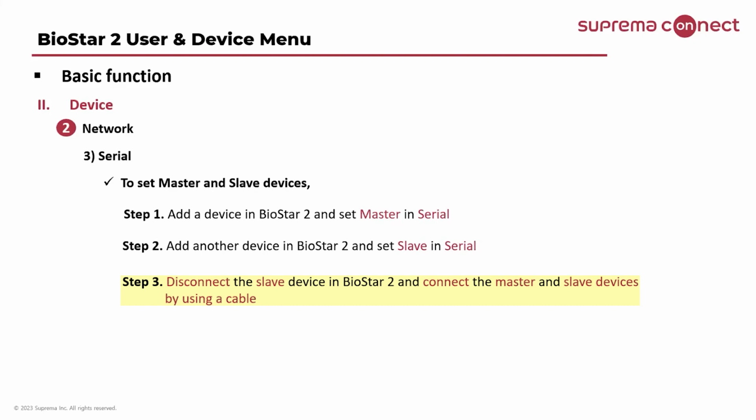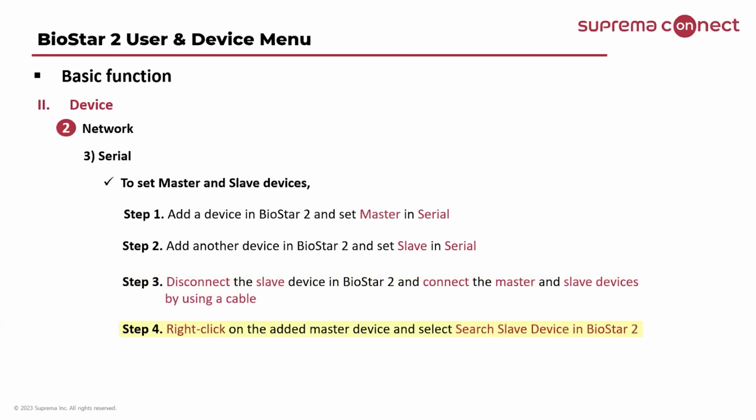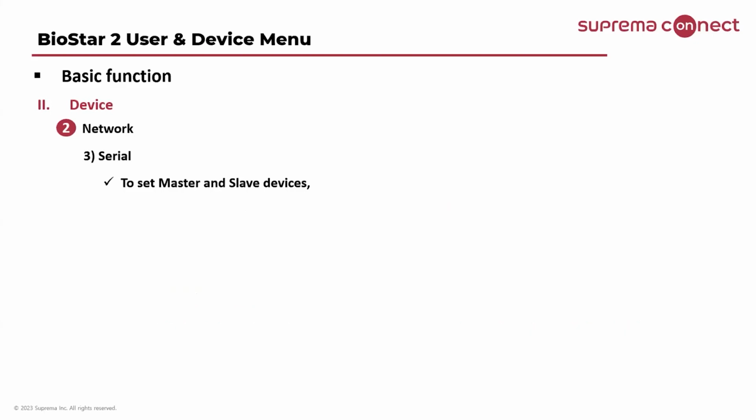Disconnect the slave device in BioStar 2 and connect the master and slave devices to each other by using a cable. And step 4, right-click on the added master device and select Search Slave Device in BioStar 2. And lastly, select a slave device. After completing all steps, you can see the following example in your BioStar 2.